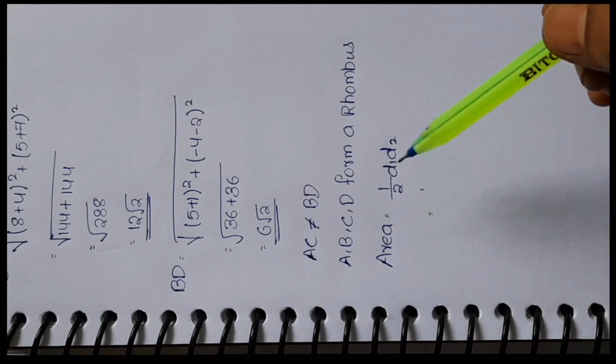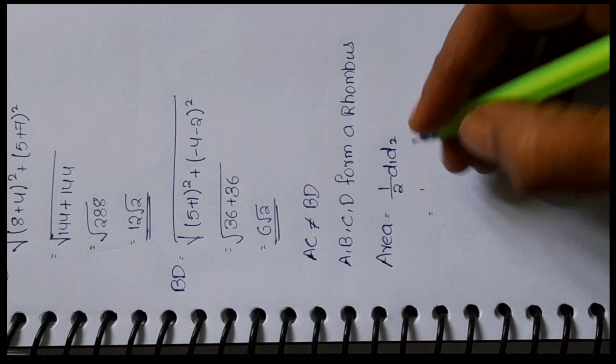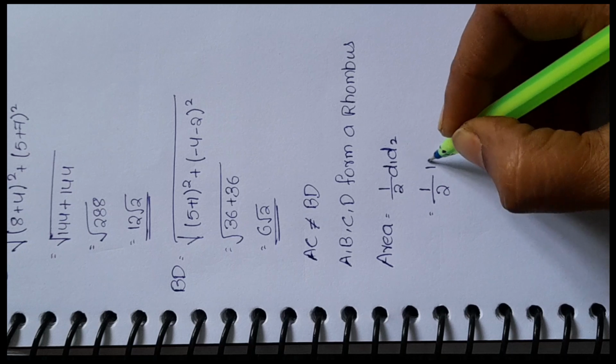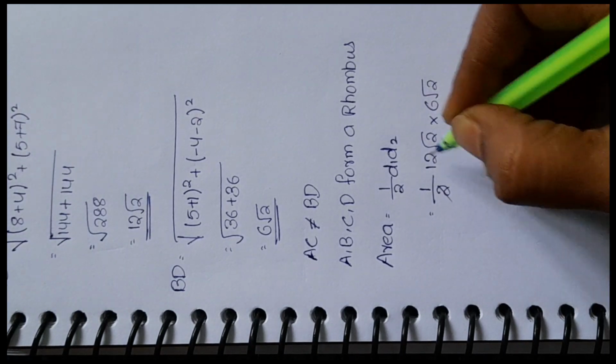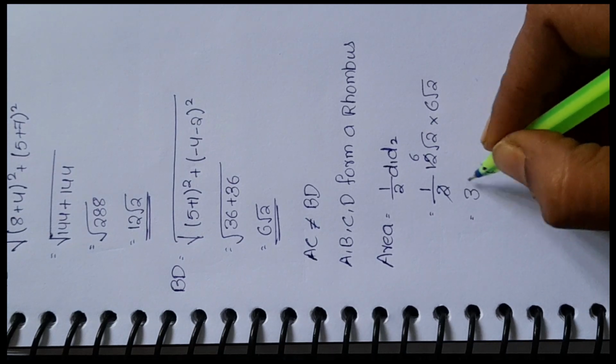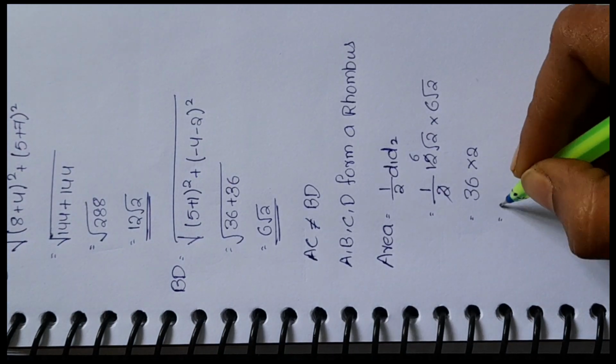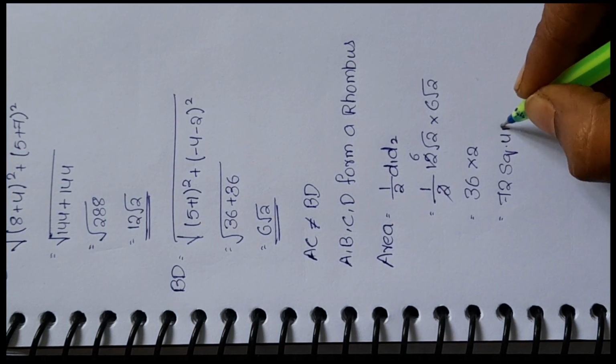Now we should find the area. Area is equal to half into D1 into D2. That is, half into D1 value, which is 12 root 2, into D2 value, which is 6 root 2. Cancelling this, 36 into 2, which is equal to 72 square units, the area of the rhombus given.